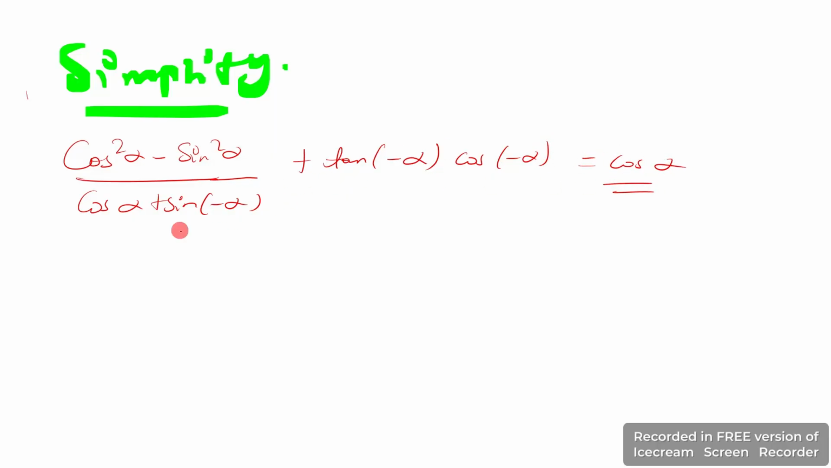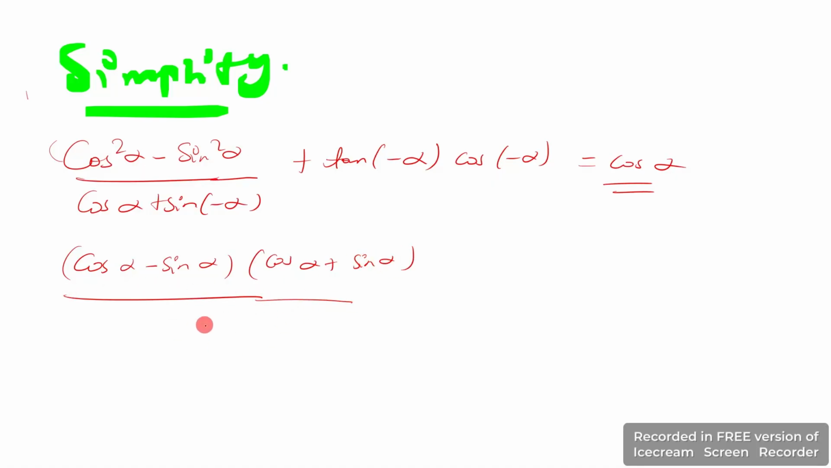So you have to prove that by simplifying this left side. What you are going to do first is simplify the top one. So this means cos alpha minus sine alpha times cos alpha plus sine alpha, right? Then the bottom one, the denominator, you simplify it: cos alpha, sine minus alpha is equal to minus sine alpha. So you have to make it minus sine alpha here.